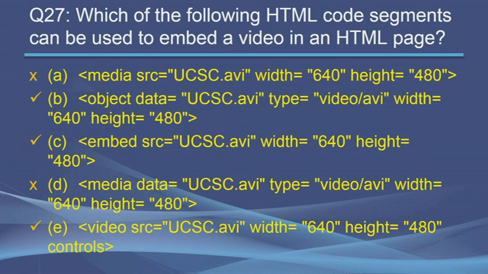And E, you can also embed video using object, embed or the video element. The video element also has a source, UCSC.avi, you can specify the width and the height, and you can also specify what controls you want in the player. So this is also correct, because video files are allowed to be embedded in HTML5 using object, embed and video. Object uses data, embed and video use source. So it is very important that you be able to use multimedia in your web application.